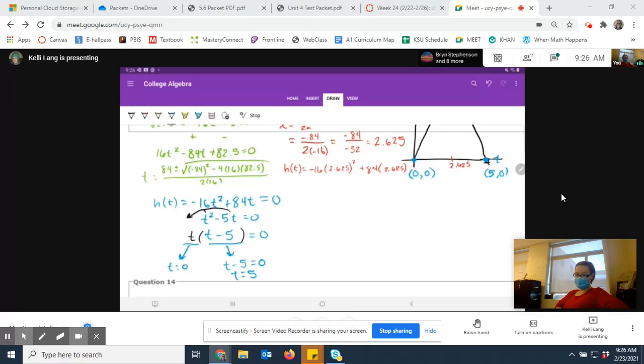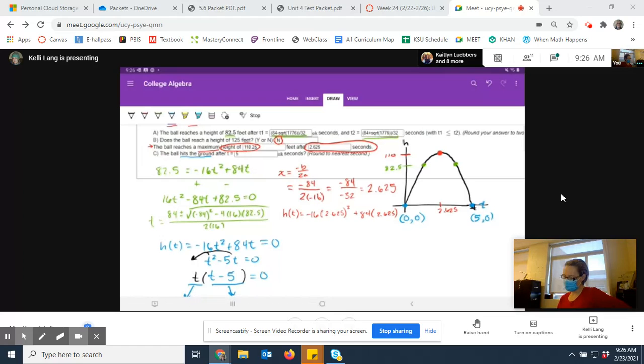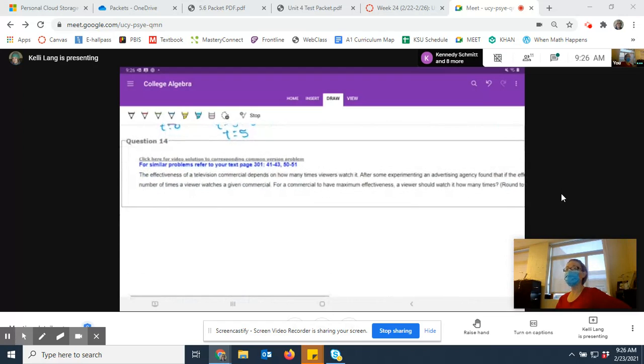So basically you're just finding the zeros of this. We didn't have to factor, we could have also used the quadratic formula, but on a problem like this, I think it's usually easier to factor. And that's where we get, at the moment t equals 5 seconds, that's when our ball is going to hit the ground again.